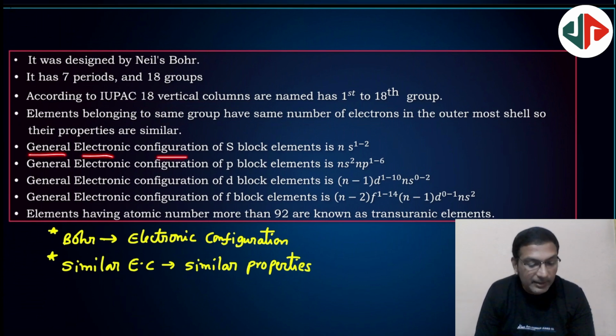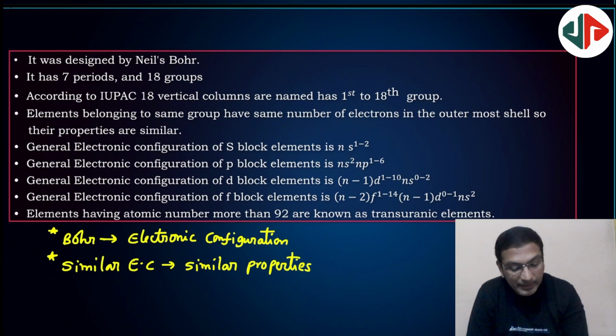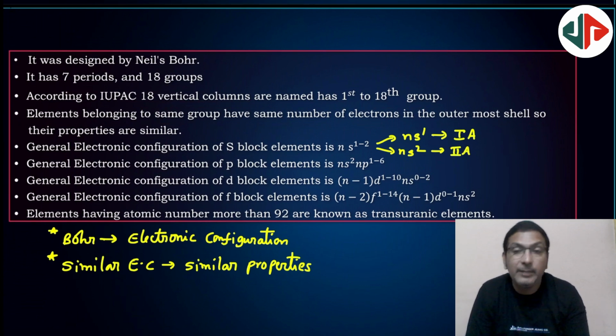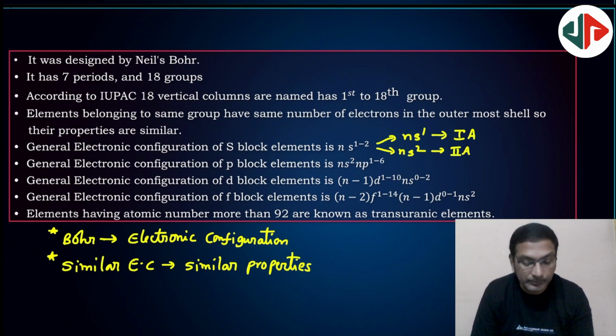General electronic configuration of s-block elements: ns1 to 2. So we know ns1 and ns2. ns1 means group 1A alkali metals and ns2 means group 2A elements, alkaline earth metals. Next, general electronic configuration of p-block elements: ns2 np1 to 6, gradual filling of np subshell.